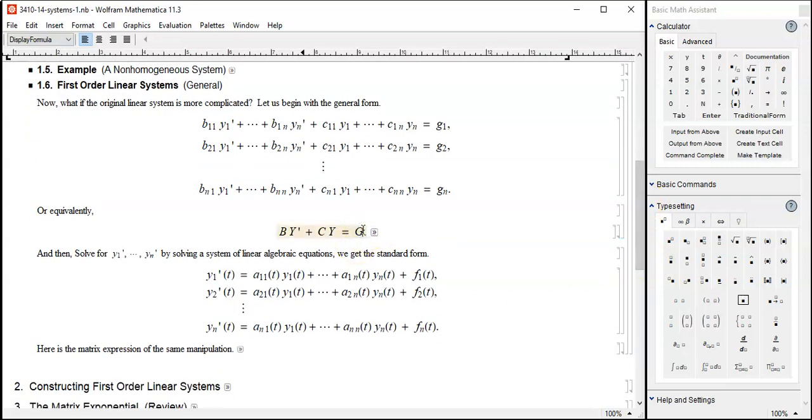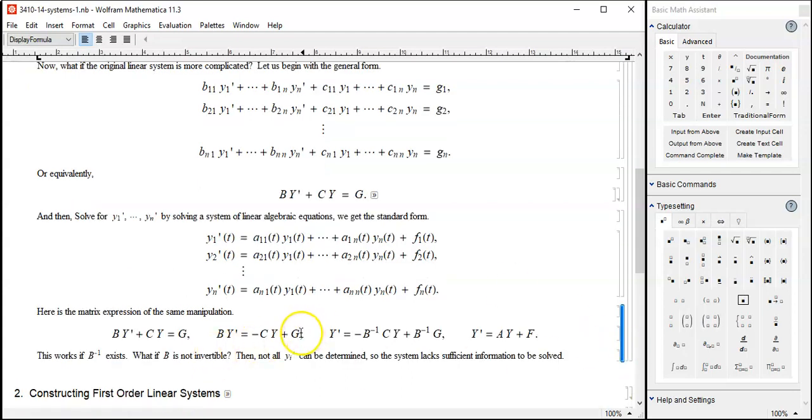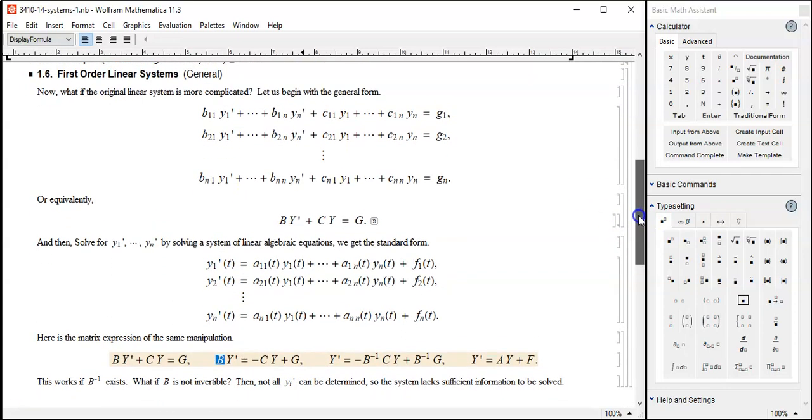So from here, flip the Cy to the other side, like this, and then divide by B. What do you mean by dividing by B? It's a matrix. So we have to multiply by its inverse matrix. Multiply by B inverse. Okay, let's start from here.